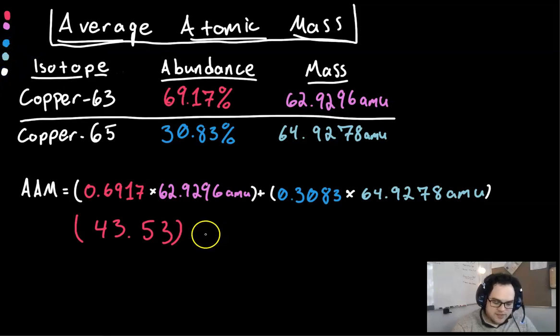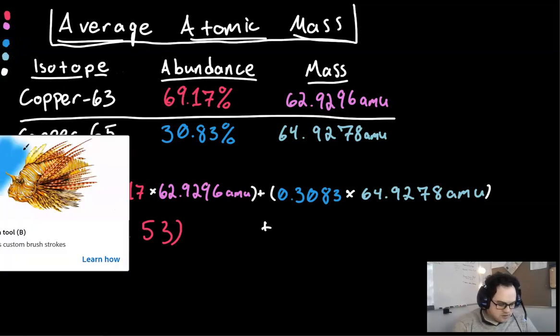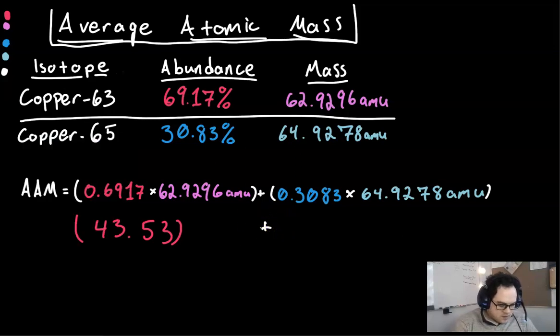Plus whatever we get from this, and that will be 0.3083 times 64.9278, which gives 20.02. And then you would just add them together.